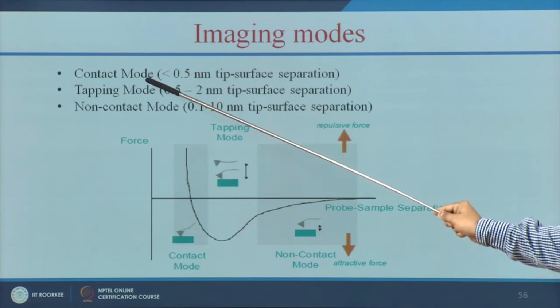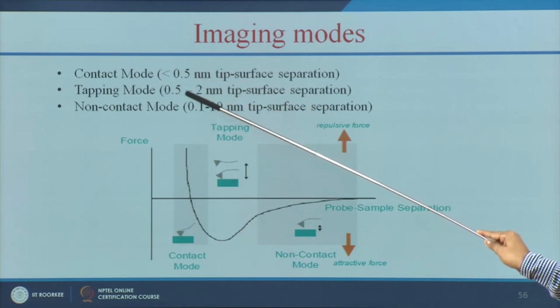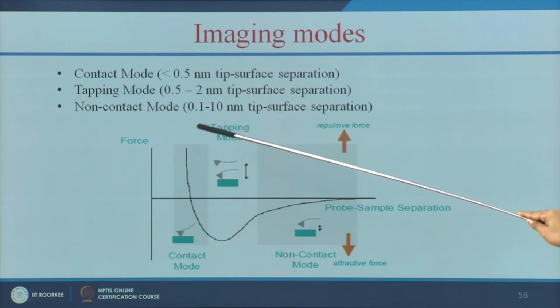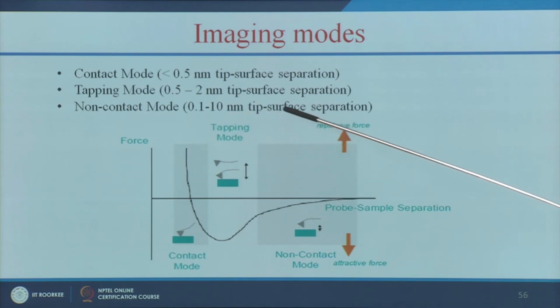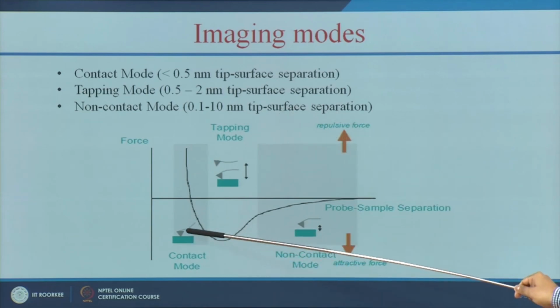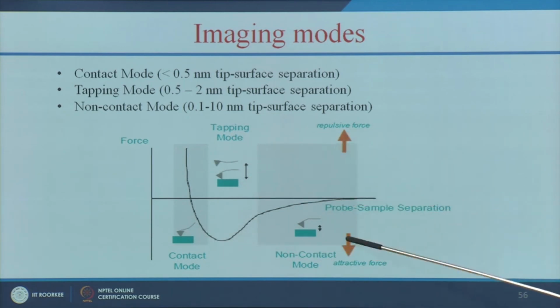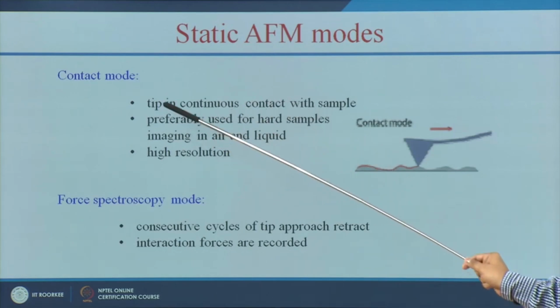You can see here that in contact mode the distance between the tip and surface is 0.5 nanometer, in tapping mode the distance is approximately 2 nanometers, and in non-contact mode the tip-surface separation can reach even 10 nanometers. In contact mode the cantilever tip is touching your sample. In tapping mode the repulsive force will be high, and in non-contact mode the attractive force will be low. So, let us see these modes in detail.